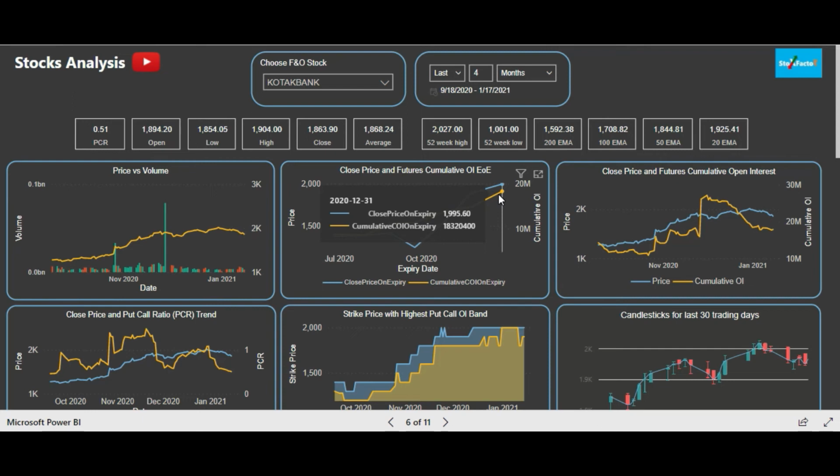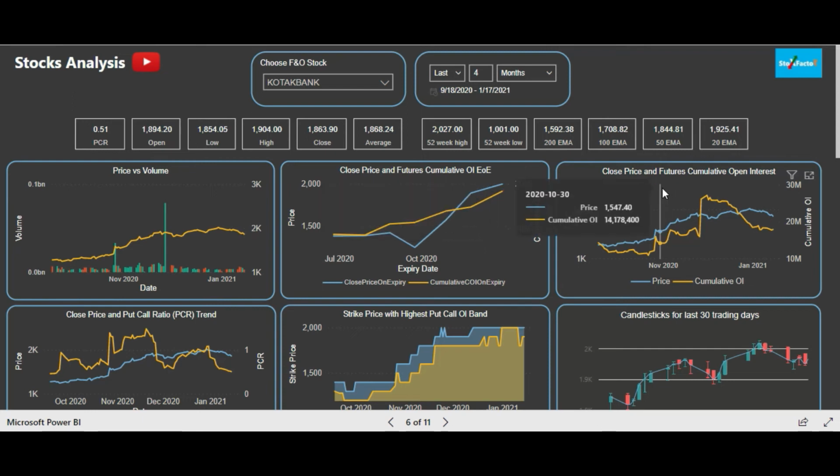Before that, let me come to another graph. This one is a more detailed graph if you want to see the futures cumulative open interest movement with the close price every day. So this is day on day. If you are doing swing trading or trading from a few days' perspective, you can follow this detailed graph, based on futures cumulative open interest for every day in relation with the close price.